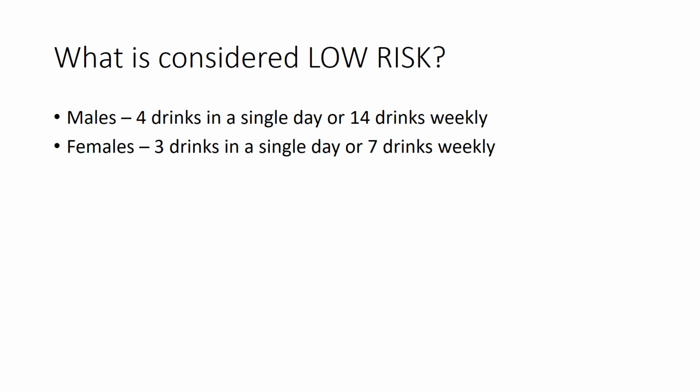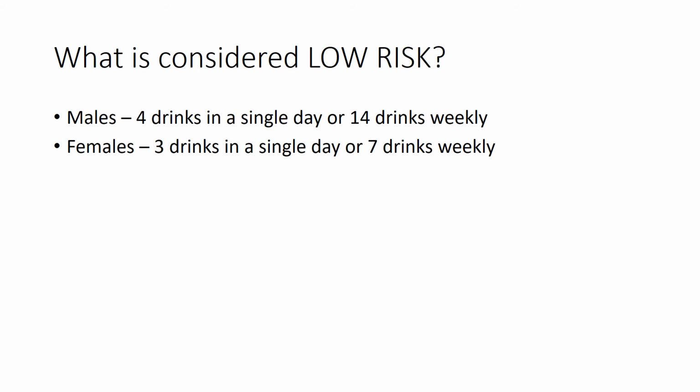What is considered low risk? Notice on this chart, if you are male and consume 4 or fewer drinks in a single day and 14 drinks weekly, then you are considered at a low risk drinking level. If you are female, then drinking 3 drinks or fewer in a single day and 7 drinks weekly, then your drinking level is low risk. In order to stay at low risk, you must stay within the day and weekly limits.